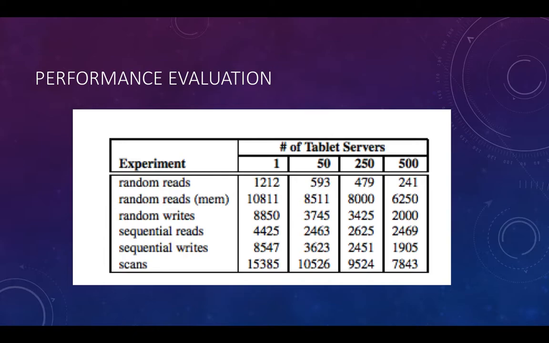They are random reads from memtable, random reads, random writes, sequential reads, sequential writes, and scans. And then we see the throughput increased dramatically, by over a factor of 100, as we increase the number of tablet servers in the system from 1 to 500. And the next part will be up to my group member Ziyi Zhou.